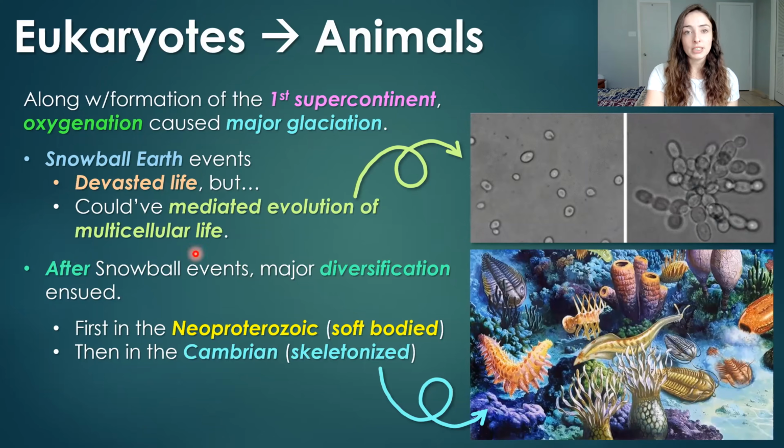After the snowball Earth events, or at least the second couple snowball Earth events that coincided with this first supercontinent and the Neoproterozoic oxidation, there was major diversification of eukaryotic life in the form of animals. First, we had the Neoproterozoic soft-bodied Ediacaran fauna, and then the more skeletonized, hard parts secreting Cambrian organisms that were larger, more complex, and just created a whole new ecosystem of Earth's seafloor in the Cambrian.